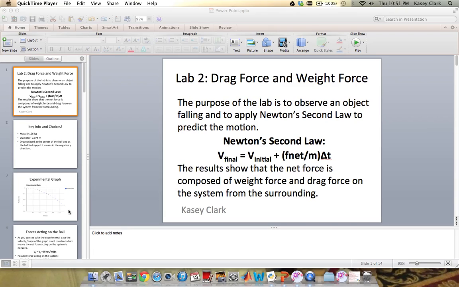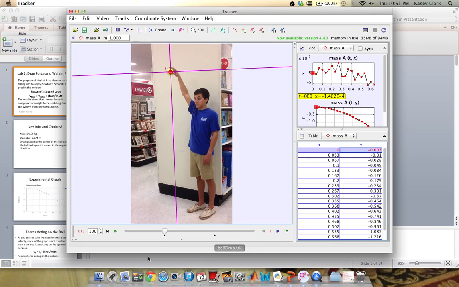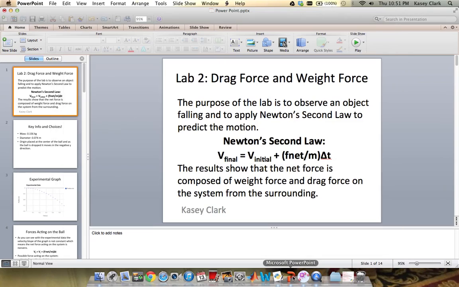Using Newton's second law, the results show that the net force is composed of both the weight force and the drag force when an object is dropped. I recorded a tennis ball being dropped from rest in the negative y direction. I also tilted my axes to account for the camera tilt. The data was recorded and plotted to get this graph.